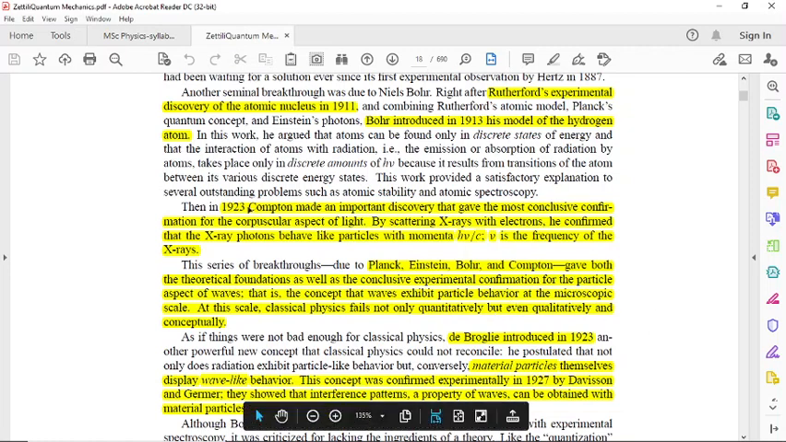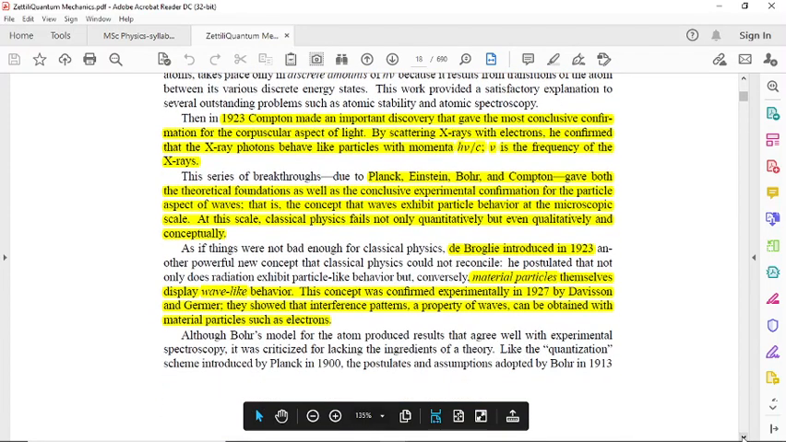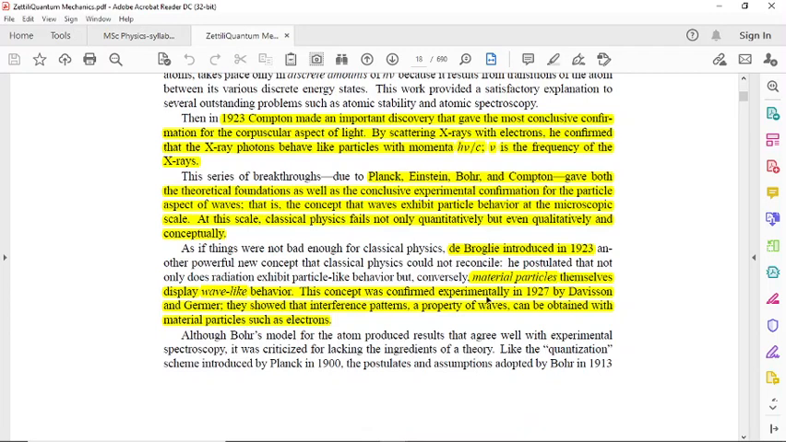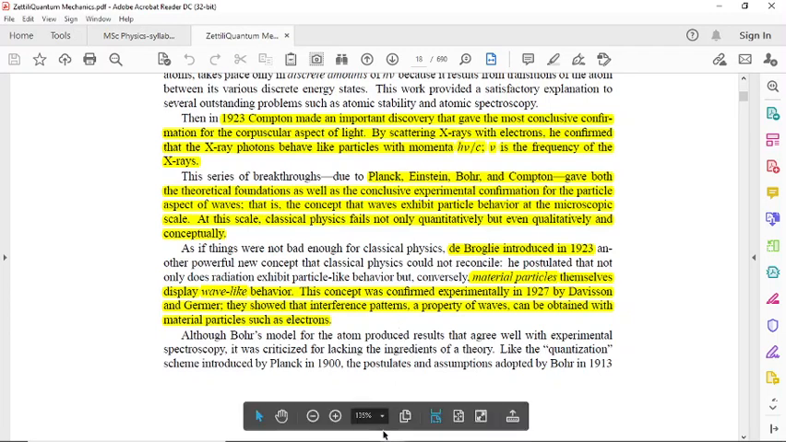In 1923, de Broglie introduced the wave nature of particles. Material particles themselves display wave-like behavior. This concept was confirmed experimentally in 1927 by Davisson and Germer. They showed that interference patterns, a property of waves, can be obtained with material particles such as electrons.